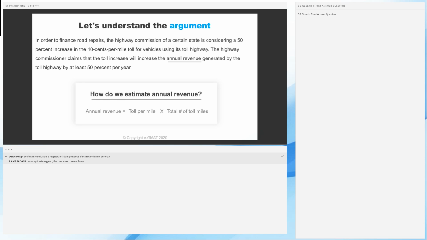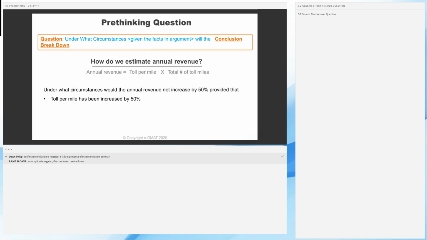Right? Fairly simple over here. So we're going to ask this entire question: under what circumstances, given the facts in the argument, will the conclusion break down? Under what circumstances would the revenue not increase by 50%? This is your 2 conclusion breakdown criteria, provided that toll per mile has been increased by 50%. This is your 1 over here. What we know is that toll per mile has gone up by 50%. Under what circumstances will this not go up by 50%? The only way is if this goes down.